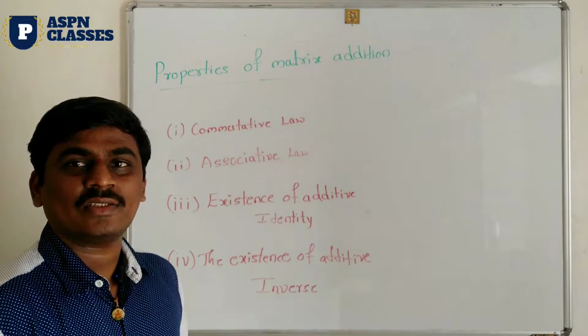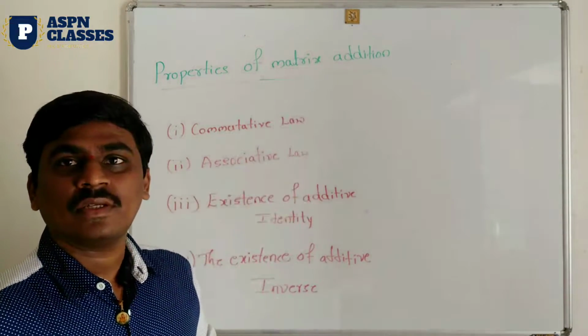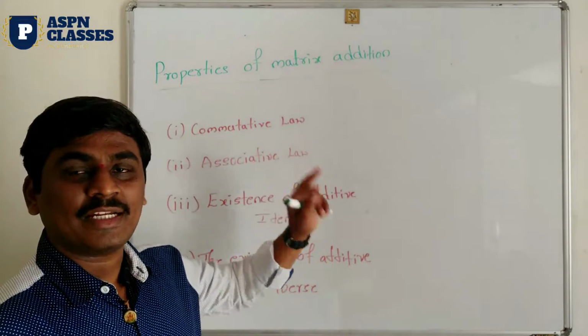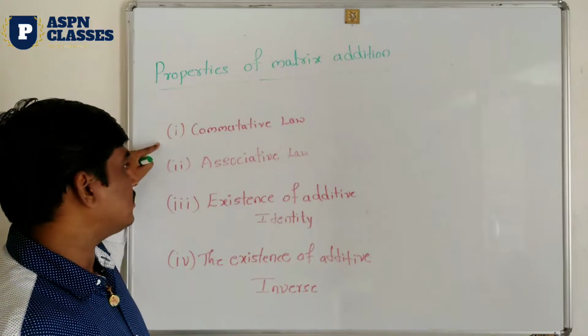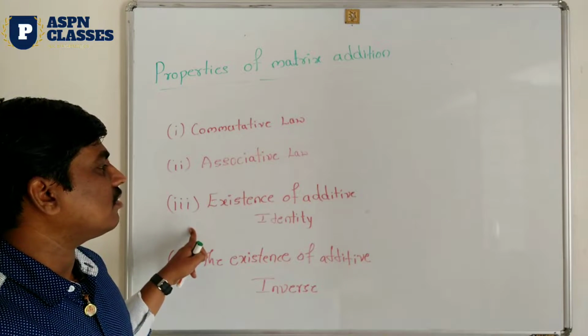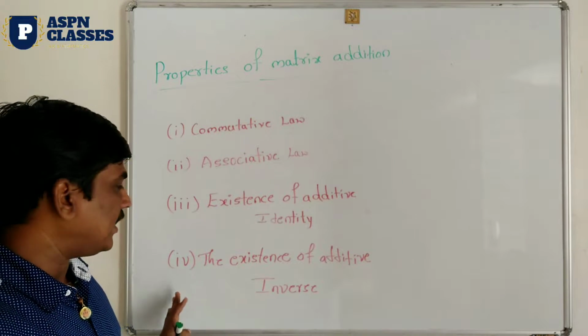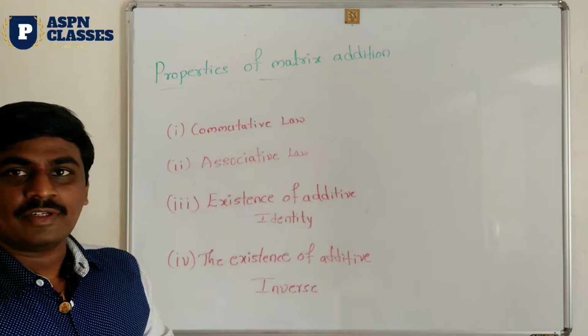Okay, next concept, properties of matrix addition. What are the properties of matrix addition? First one is the commutative law. I think all of you know this. Commutative law, associative law, the existence of the additive identity, and the existence of the additive inverse. So you have to go one by one.